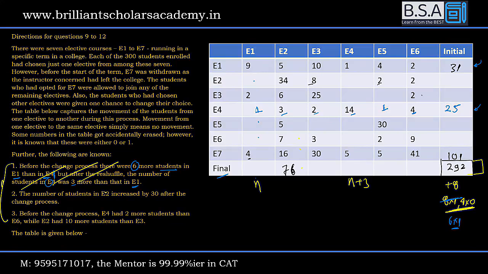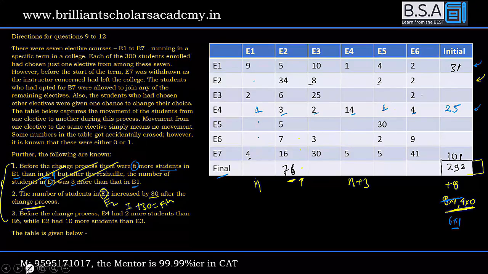The number of students in E2 increased by 30 after the change process. So the initial value of E2 plus 30 is equal to the final value. Look at this number. You have this number? No. You have this number? Yes. This number is 30 more. That means this number must be 46. That is why you were given the complete column here, and a complete row here. You have hints connecting that.